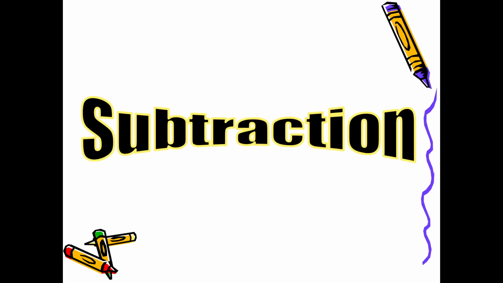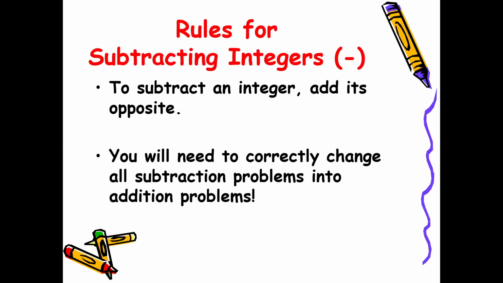Let's proceed to subtraction. Now, for subtraction, you can use your own methods and you don't have to follow the rules that Sir Tigli is sharing today. If you have another method that you can easily understand, you can do that. The rule is so simple. To subtract an integer is to add its opposite. Again, to subtract an integer is to add its opposite.